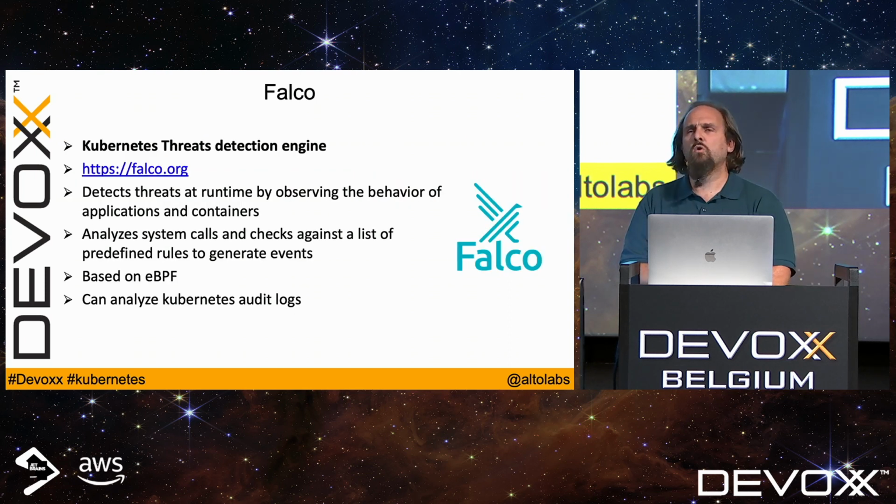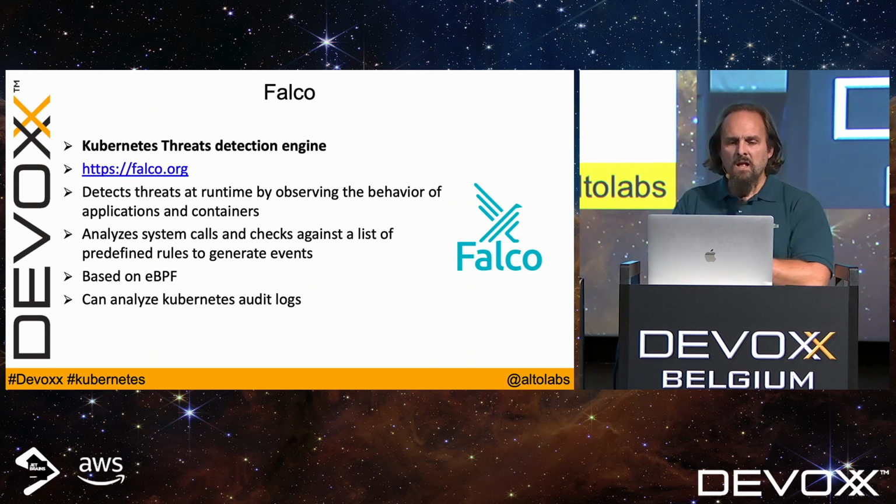Next one is Falco. Who has used Falco? Okay, very few also. So Falco is a threat detection engine. What it means is that it's going to detect at runtime what's going on by observing the behavior of the applications. The way it does that is that it will analyze system calls against a list of predefined rules and basically generate events. So if you have predefined rules for specific aspects of security, you will receive notification when those rules are kicked in.